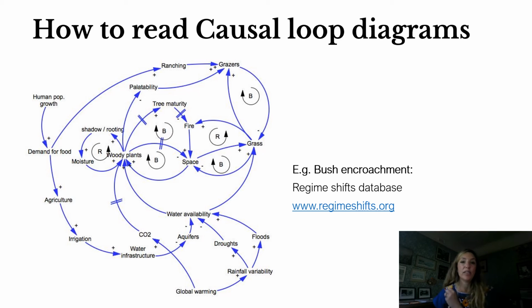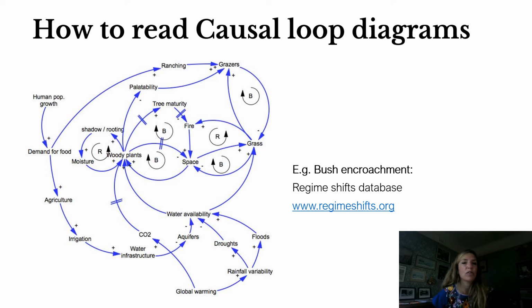And as an example, this time from bush encroachment, as you can see, there's one delay between woody plants and tree maturity. And if we think about this conceptually, the relationship between woody plants and mature trees takes time. And so there can be a delay of several years.